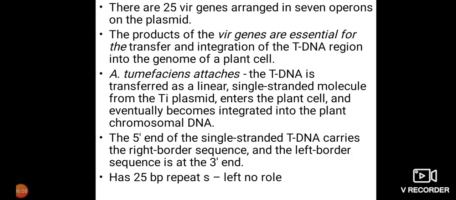In the Vir region, people have found about 25 Vir genes arranged in 7 different operons, and these Vir genes are essential for the transfer and integration of the tDNA region into the plant genome. This tDNA is transferred as a linear single-stranded DNA molecule from the Ti plasmid, enters the plant cell, and eventually becomes integrated into the plant chromosomal DNA.